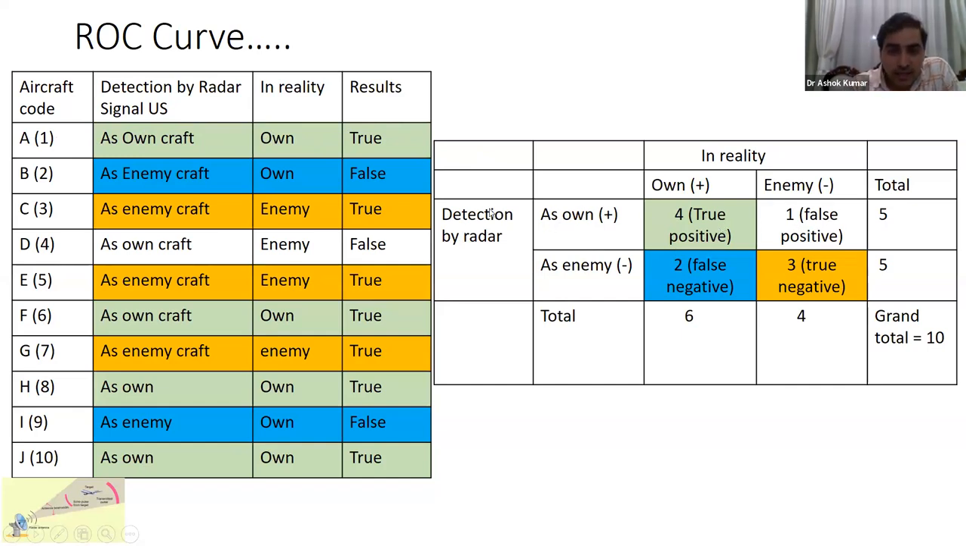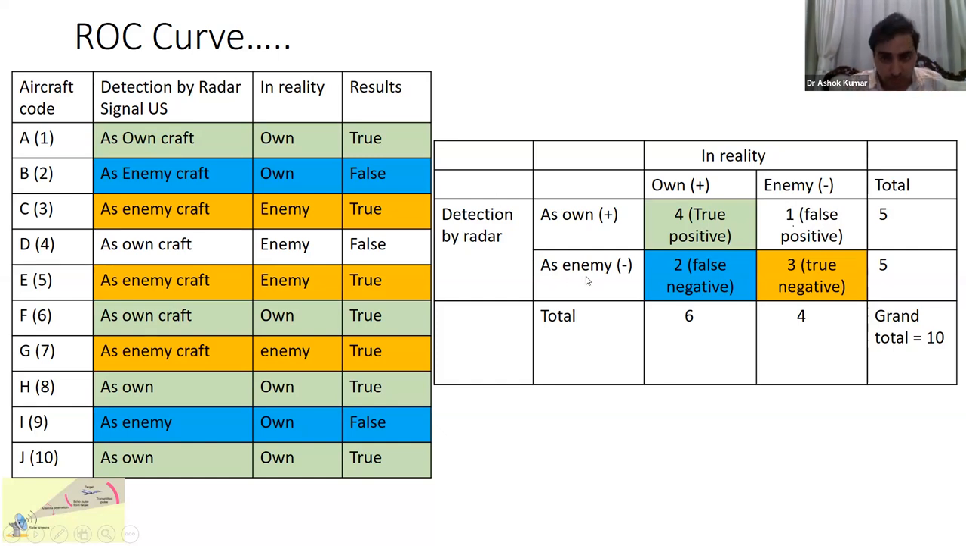Like that, by radar one is detected as own aircraft, but in reality it is an enemy aircraft, which we can say is in white color. That is D4. It is detected as own aircraft, but in reality it is an enemy, so it is falsely detected. We can say it is a false positive, since enemy is negative, so it is detected as a false positive.